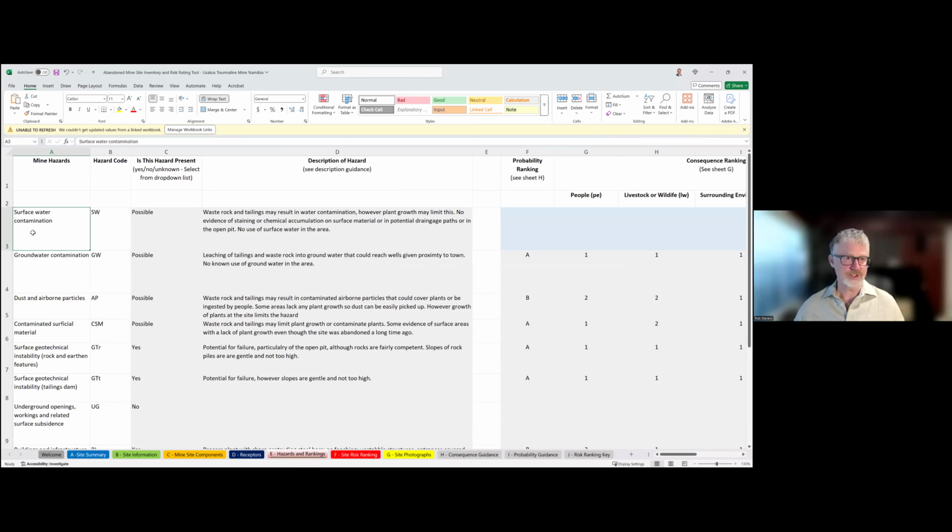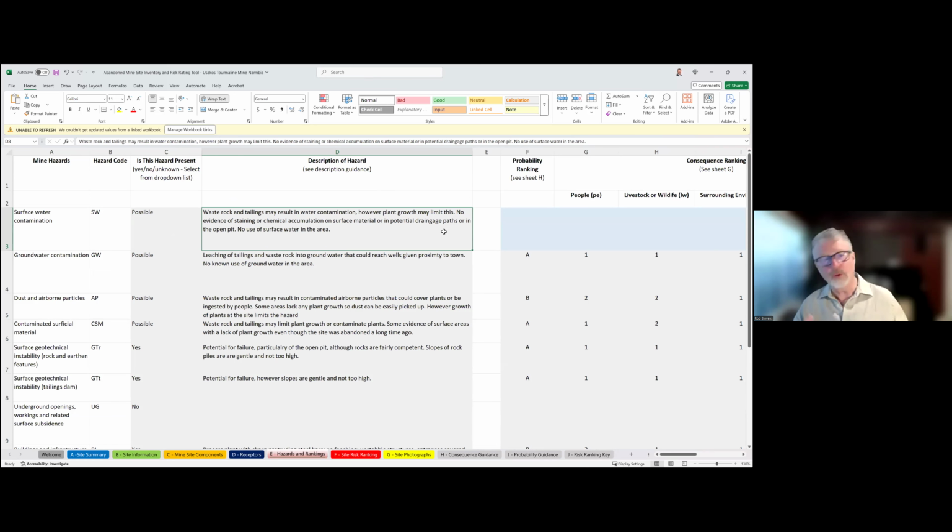So if I come back and let's just do surface water, we would say, is this hazard present? And you get a drop-down menu: yes, no, or possible. And then you need to describe that hazard. So in this case, we said there's waste rock and tailings that may result in water contamination. However, plant growth may limit this. There's no evidence of staining or chemical accumulation on surface material or in potential drainage paths or in the open pit. And there's no use of surface water in the area. So that's why we didn't say yes, there was surface water contamination. We just said it was possible based on the evidence that we could see at that site.